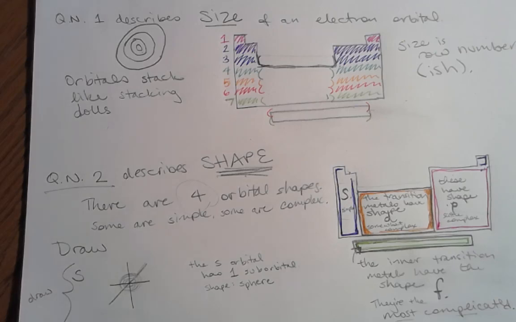Every element has a unique size and shape that its electrons hang out in. That we will call our Aufbau periodic table. We'll talk about that in another video.